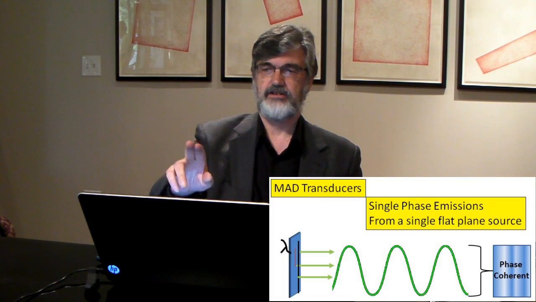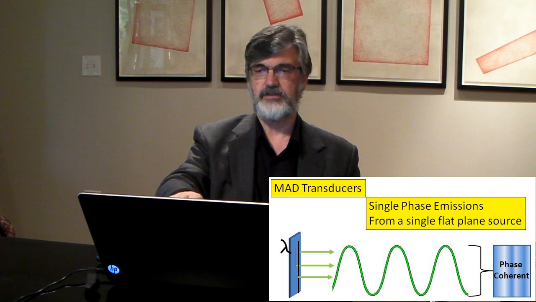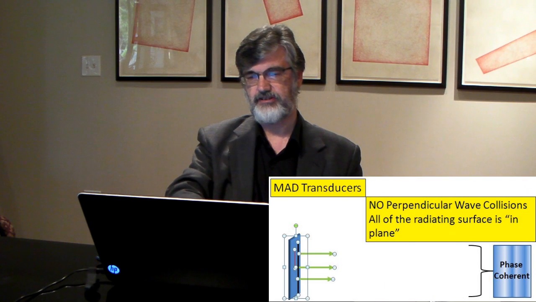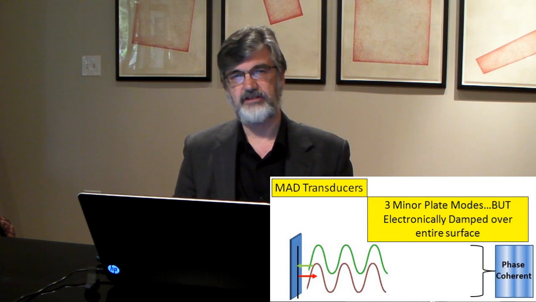So we have addressed making clear sound by changing the basic physics of what we're using to make sound with. Now, if you go to the next slide, entitled MAD Transducers, it shows single phase emissions, no multiple phase collisions, no perpendicular wave collisions, and the minor plate modes are damped. The end result is you have phase coherent projection of sound. What was recorded is what's being propagated through the air.